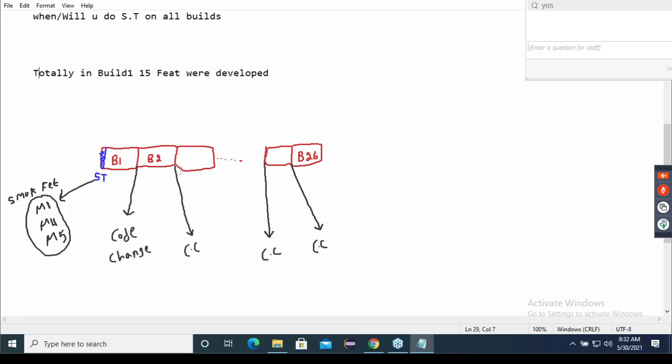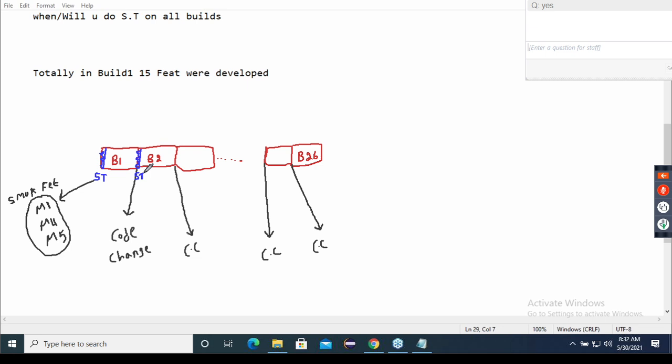So now you tell me, B002, should I do smoke testing or should I not? You only give me the answer. Should I do or should not do? So guys, they say, boss, B001 you have done smoke testing, very good. But B002, again the code changes were done. Since the code changes were done, it may cause blocker bugs in B002 once again. So do the smoke testing, don't take risk.